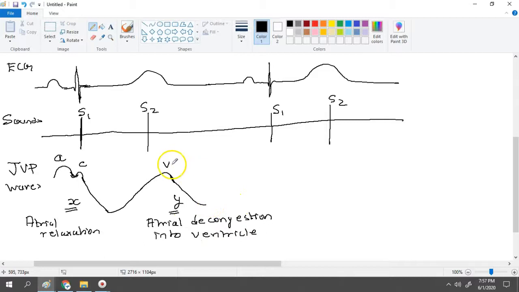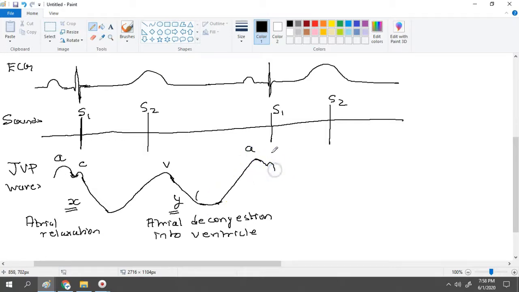As the atria decongests, the Y descent occurs, and gradually by the end of the diastole, again the pressures will start increasing as the venous filling will start taking it upwards till we go on to the next A wave. Sorry, I'll show you that here. Till we go on to the next A wave. As the pressure increases, you will go on to the next A wave. Okay, so this is where you will get the A wave.